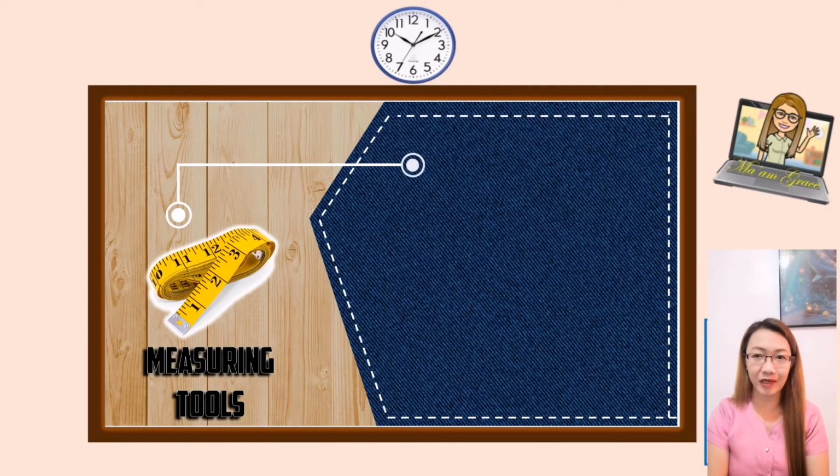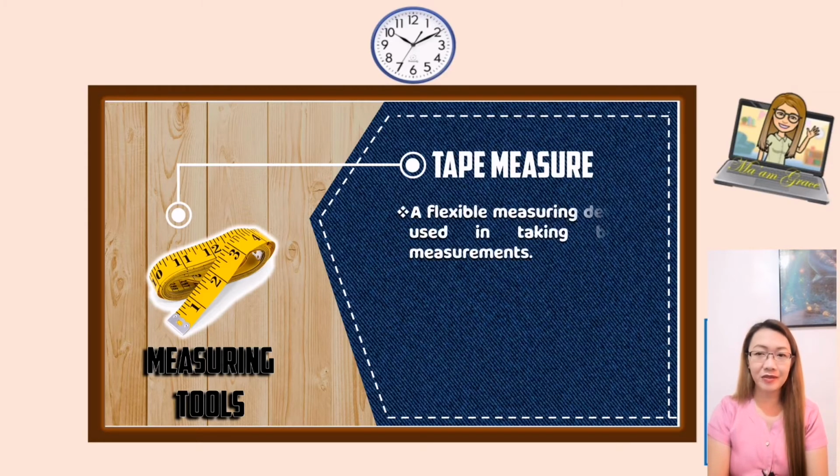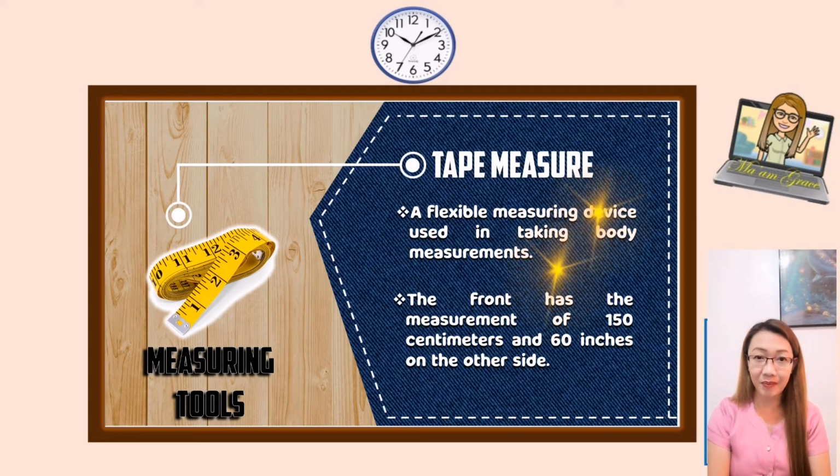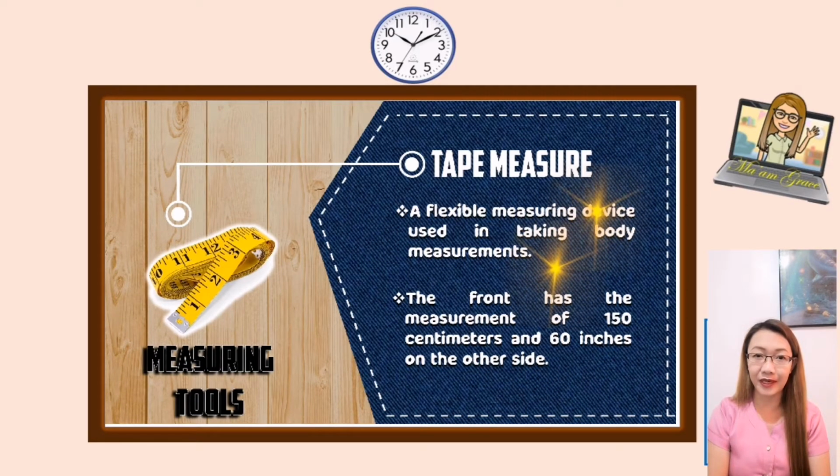First, we have the tape measure. The tape measure is a flexible measuring device used in taking body measurements. For example, if you want to get the measurement of the waistline, you are going to use the tape measure. A tape measure measures 150 centimeters on one side, and on the other side, it measures 60 inches.